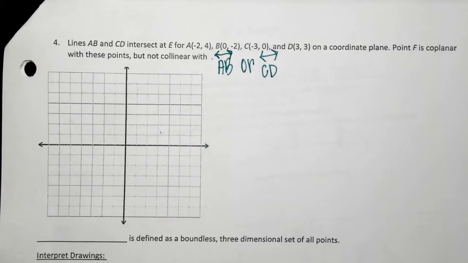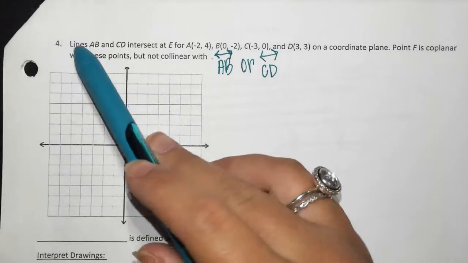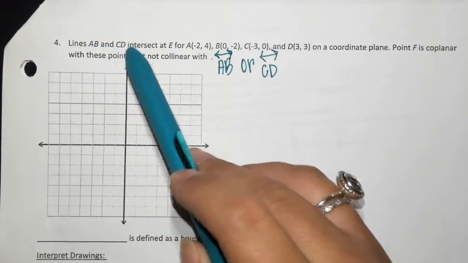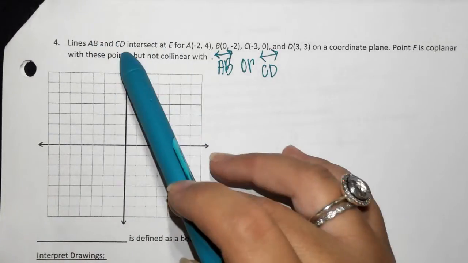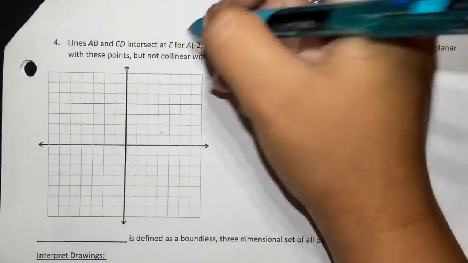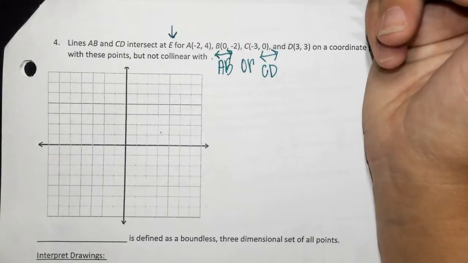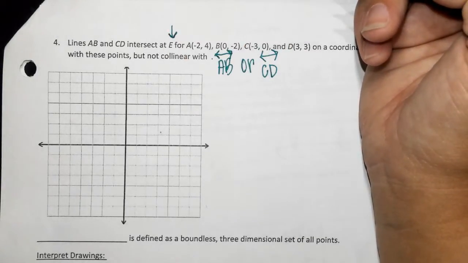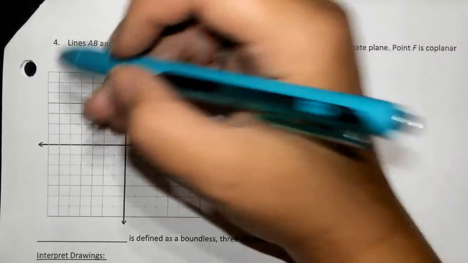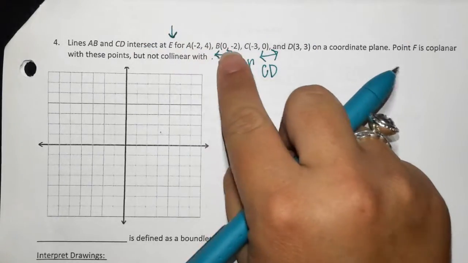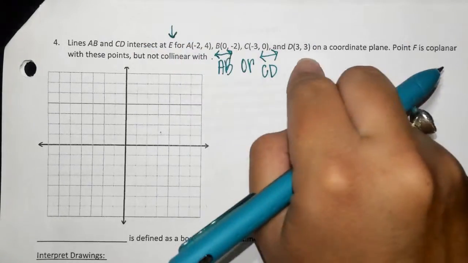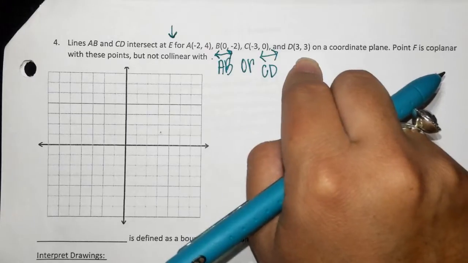All right, so let's dissect this sentence. Y'all ready? Sure? Okay. Lines AB and CD. So those are 2 separate lines. They intersect at what? What is E? Not where, but what is it? It's a point, because 2 lines intersect at a point. And then it gives us the points for line AB and CD. So let's go ahead and make those lines, okay?